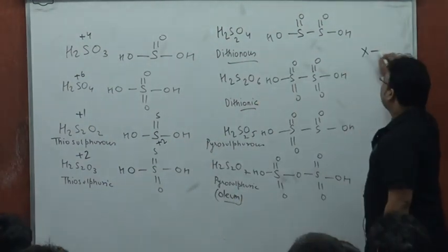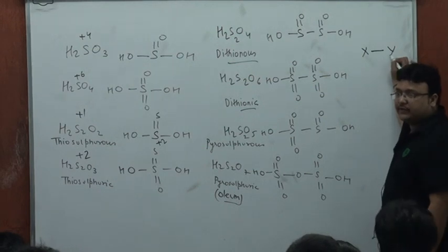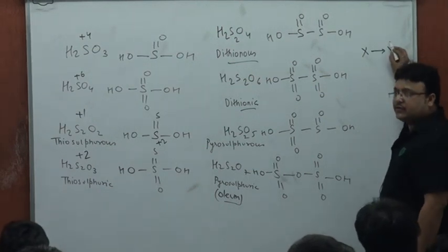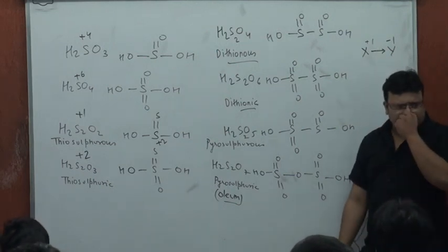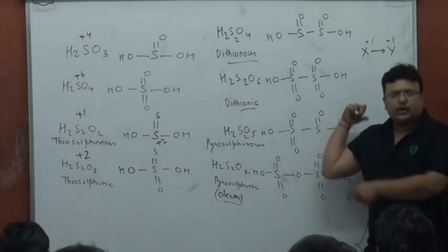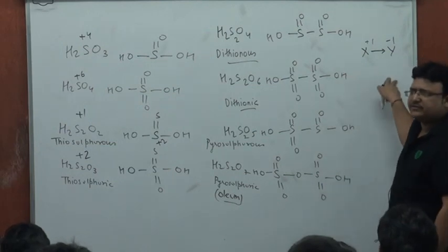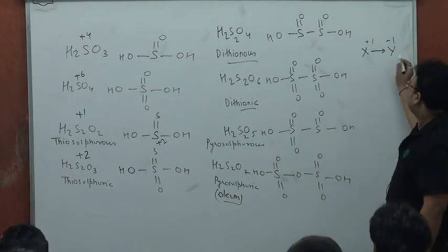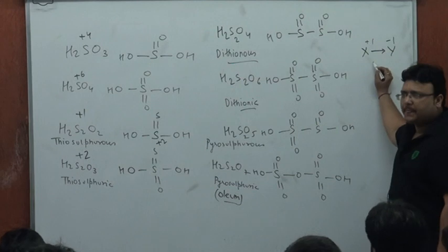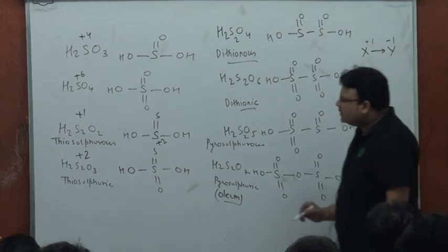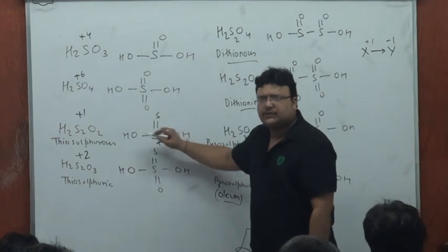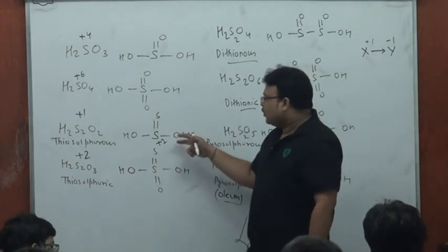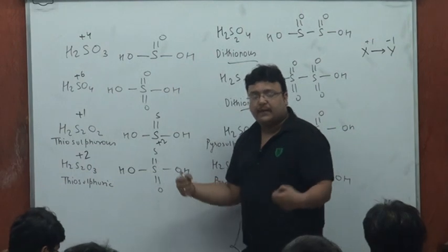So the rule would be X-Y. If Y is more electronegative, it's polarized towards Y, it's going to bring a charge minus 1 and plus 1. Yes or no? If Y is more electronegative, the bond is polarized towards Y, and the charge you attribute is minus 1 and plus 1. Fine. So the same concept here: sulfur, two oxygen atoms around it, oxygen being more electronegative is going to pull it away.